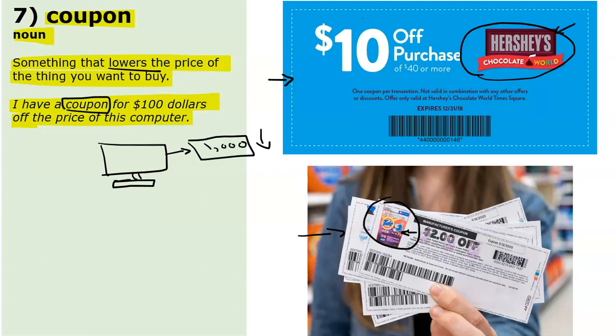And the coupon also tells you how much money will be off of the thing that you buy. So how much money will it lower by? In our sentence here for the computer, the coupon is for $100. So when you bring this paper to the store, then the price will go down. If my computer price goes down by $100, then the new price of my computer will be $900. So when you have a coupon, you can save some money.